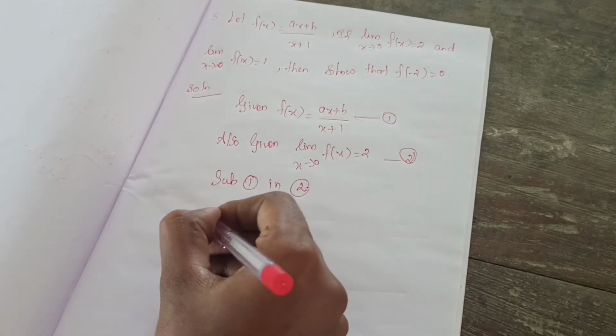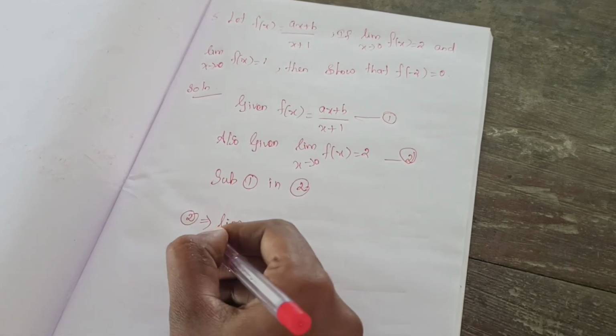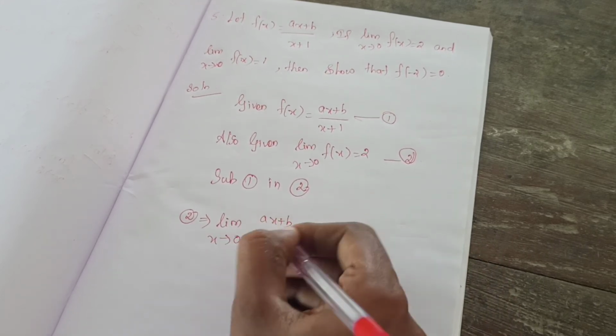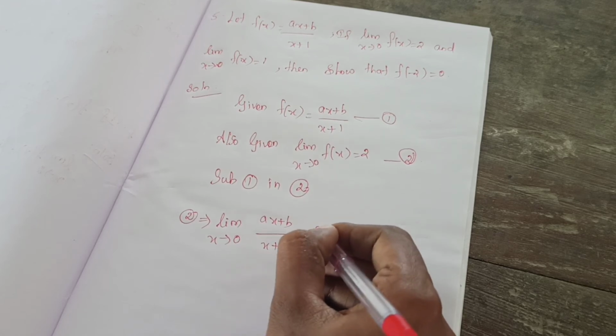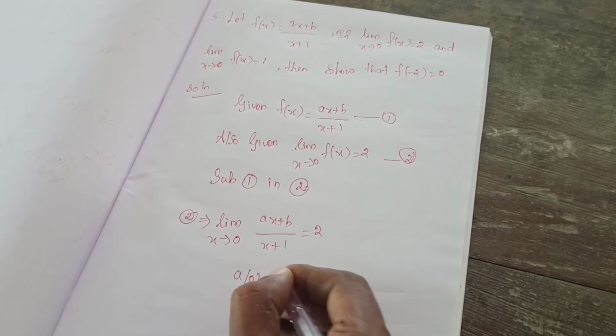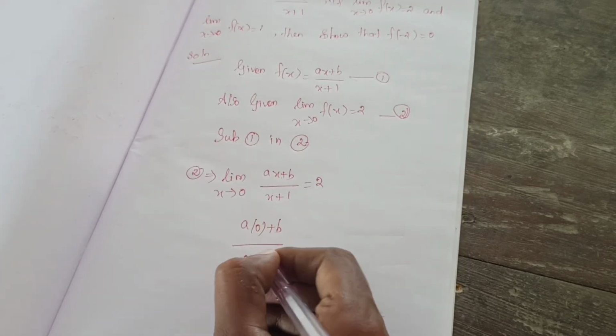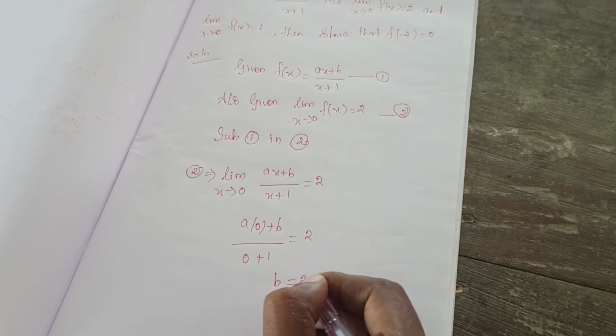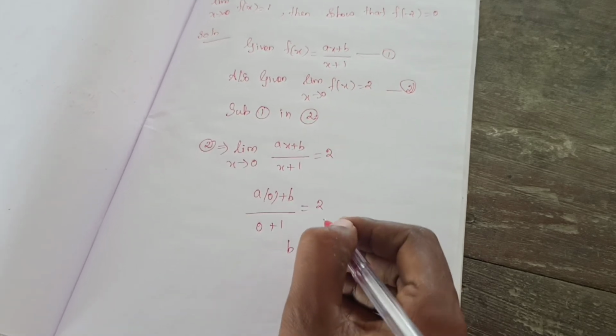So what will happen? Limit x tends to 0, in the place of f of x, ax plus b divided by x plus 1 equal to 2. So in the place of x substitute 0. So a into 0 plus b divided by 0 plus 1 is equal to 2. From there, b equal to 2, you got it. Okay, so b value you got it.